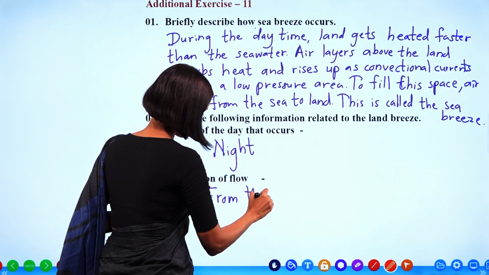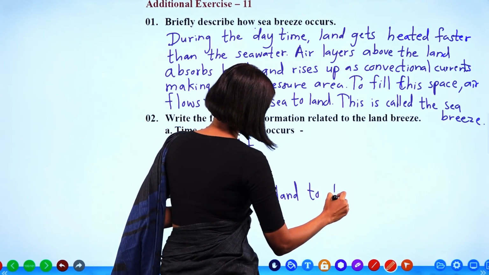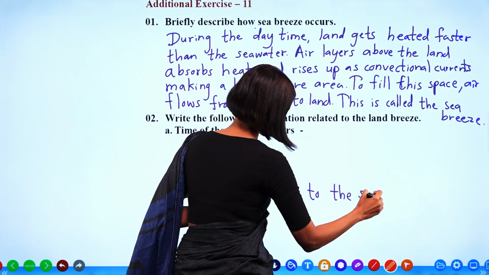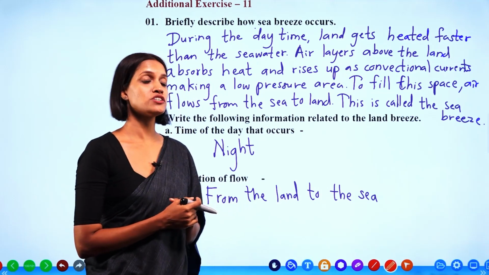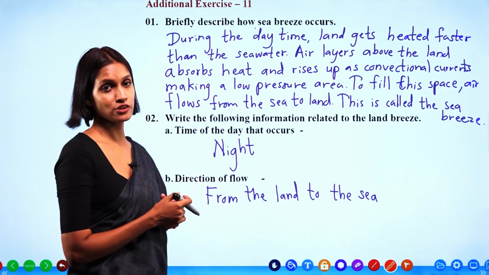From the land to the sea. Right, children? From the land to the sea is the direction, the opposite of this. Okay?